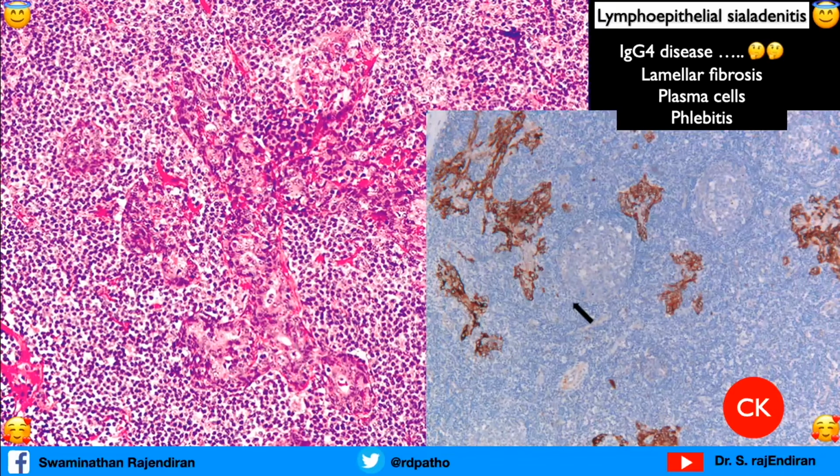Okay, and whenever you see lymphoepithelial sialadenitis, look for fibrosis. Here in this picture, I don't see that much fibrosis, but whenever you see lamellar fibrosis and a lot of plasma cells, look into the major ducts, identify the veins there, and you can see inflammation of the veins, which is known as phlebitis. These are all the 3 main criteria for IgG4 disease.